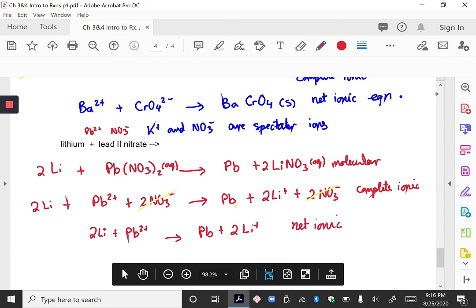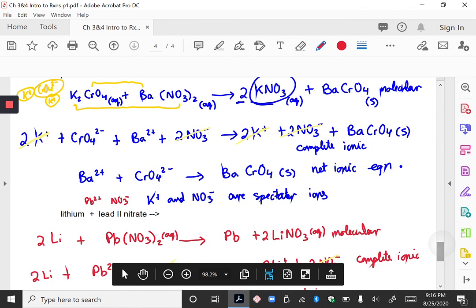Your spectator here is the NO3-. Those are just kind of there to hold charge. They are the spectators just watching the reaction. So you can write net ionic for both double replacement and single replacement.